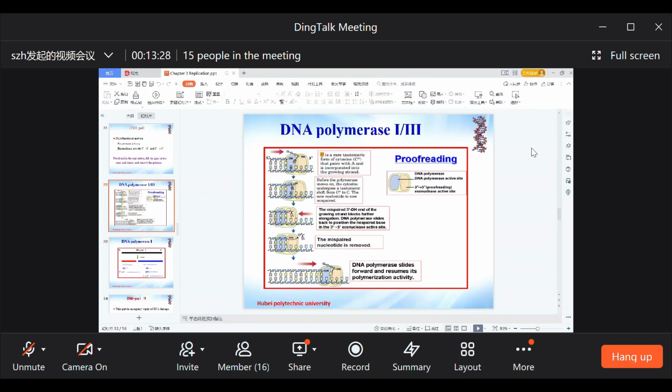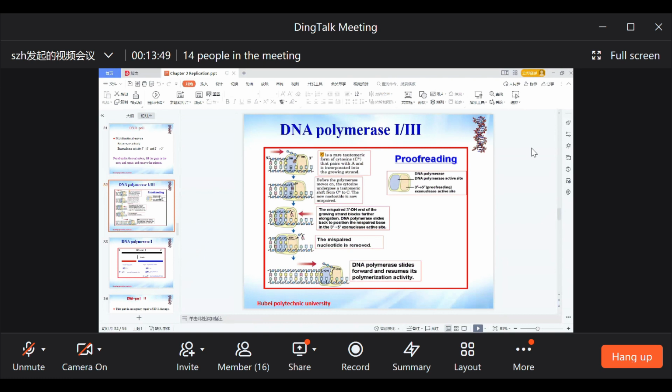You can see that DNA polymerases 1 and 3 have exonuclease activity from 5' to 3' and from 3' to 5'. This kind of function, we give the name proofreading function.